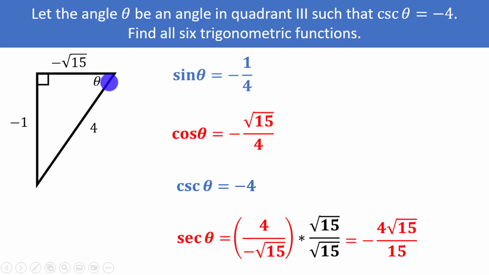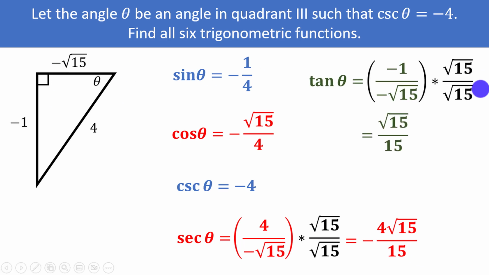Tangent is opposite over adjacent, or negative 1 divided by negative square root of 15. We can rationalize the denominator by multiplying by the square root of 15 over itself to get square root of 15 over 15, and also note that the negatives would cancel each other. Cotangent would be the reciprocal of tangent, so maybe the easiest thing is to reciprocate this value right here. We would have negative square root of 15 over negative 1, the negatives would cancel, and we would just have the square root of 15.